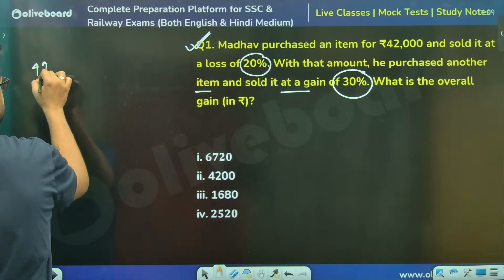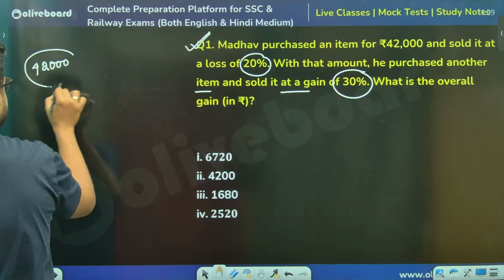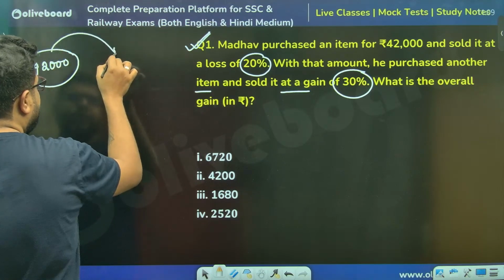Please understand what is happening here. Understand the situation. 42,000, there is something being sold at a loss of 20%.